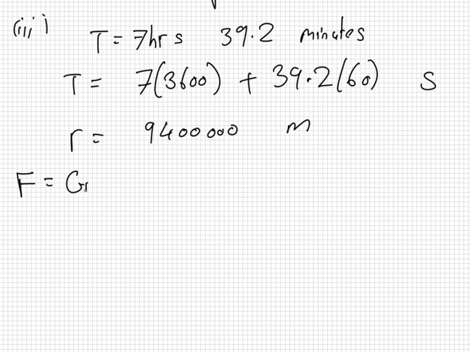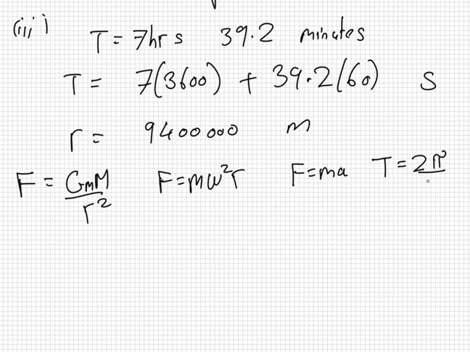So you know that F equals GMm over R squared. You also know that F equals m omega squared R. You also know that F equals ma. And you also know that T is 2 pi over omega. I'm just writing down what we know.